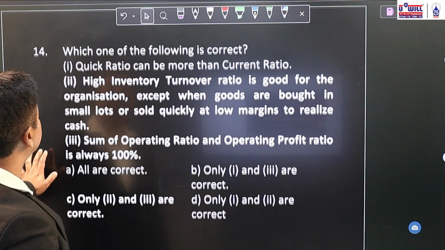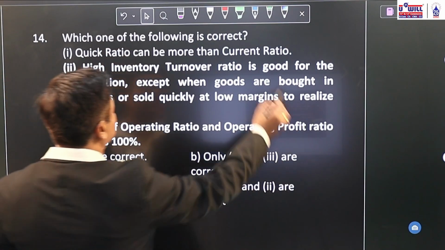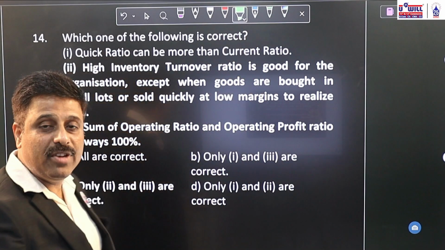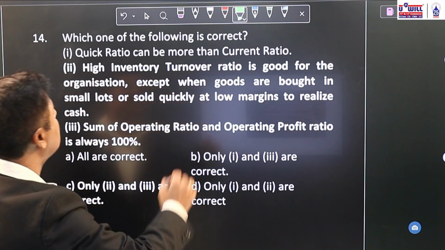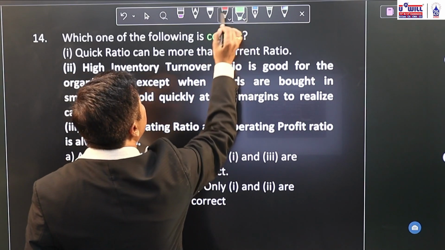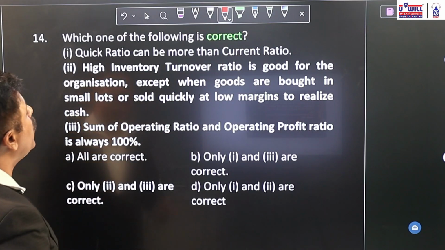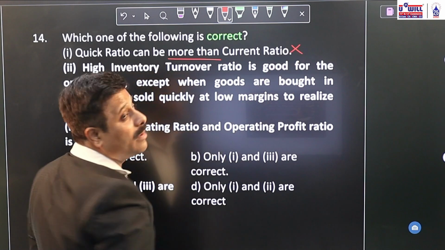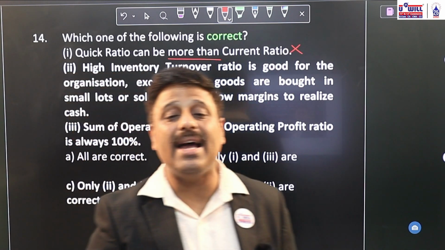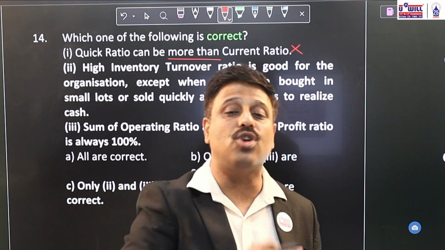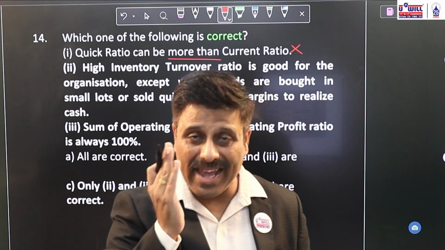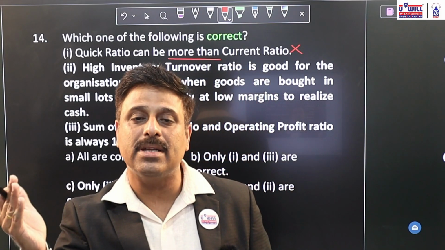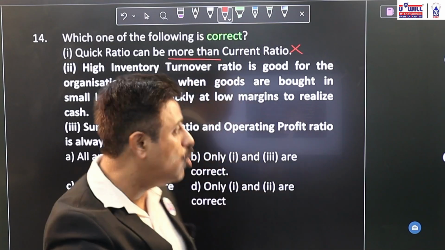14th question. Which one of the following is correct? Let's identify each of them as correct or wrong. Quick ratio can be more than current ratio. Never. Quick ratio can never be more than current ratio. Current ratio includes all assets, and in quick ratio we exclude inventories and prepaid expenses. So quick ratio is always going to be lower than current ratio.